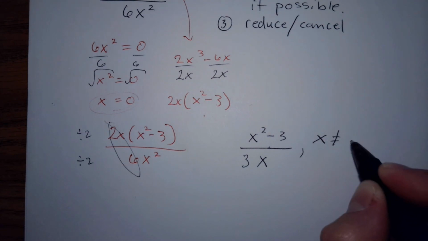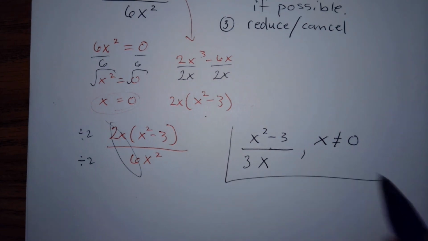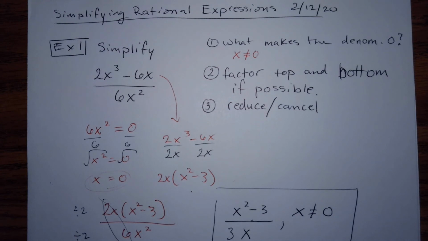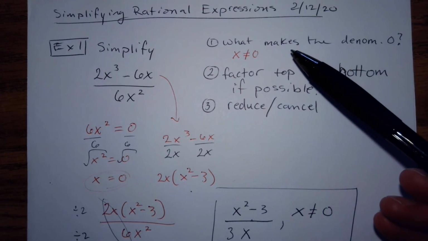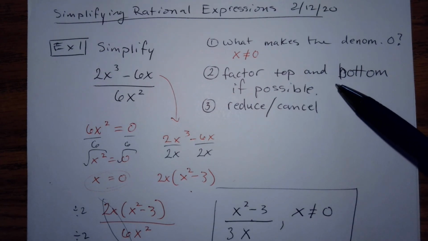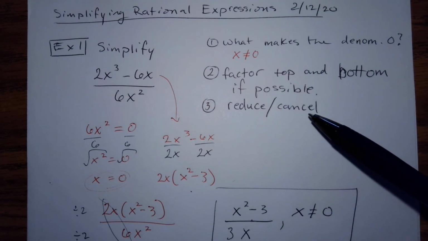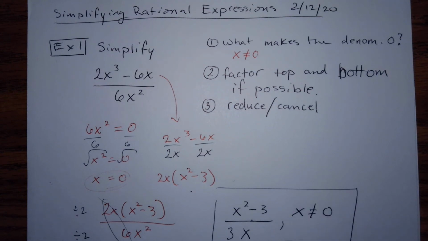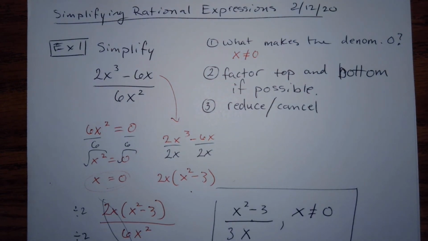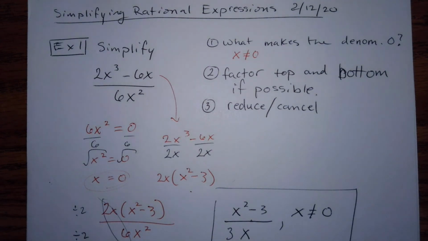Also, x should not equal 0. That's all we're doing on this. All we're doing is first figuring out what we're not allowed to plug in the bottom, then factor the top and bottom if possible, cancel and reduce. You could write this with parentheses, but since there's nothing on the outside other than 1, you don't have to write it.